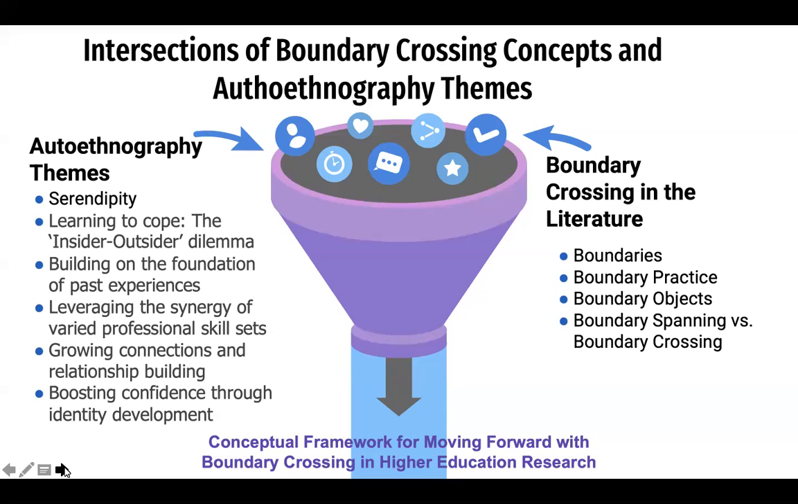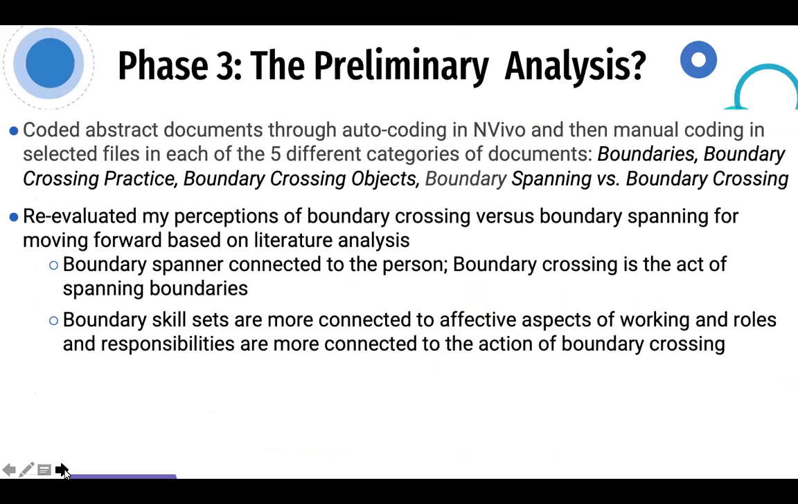On the right is boundary crossing in the literature. You can see how there's a strong overlap, for example, about how a theme from my writing, leveraging the synergy of varied professional skill sets, could align to that category of boundary work or practice, or how my learning to cope with the insider-outsider dilemma theme that emerged from my writing would deal directly with the challenges of working at the boundary.